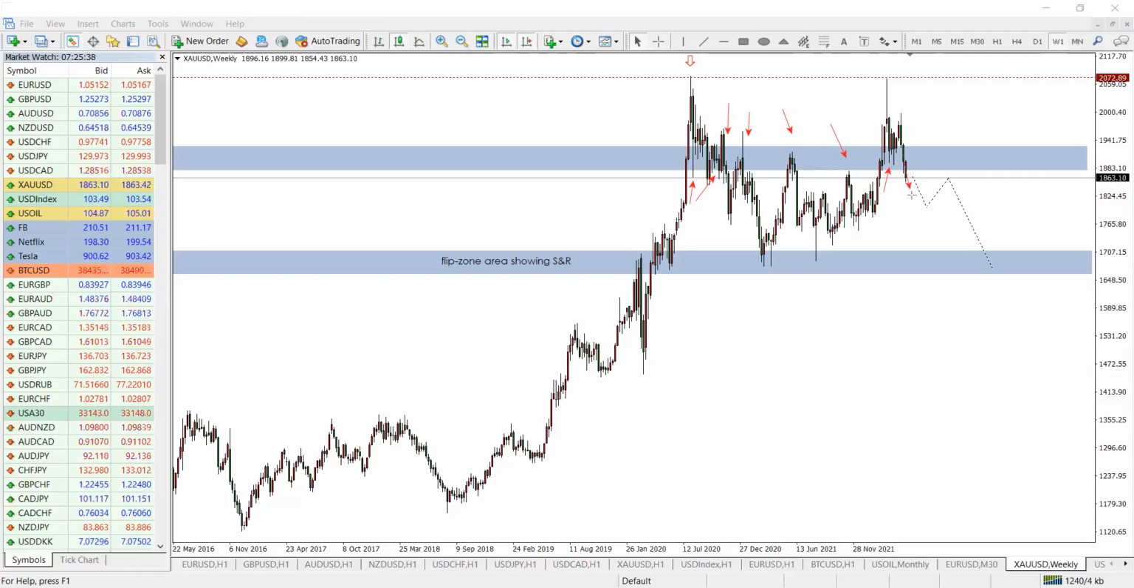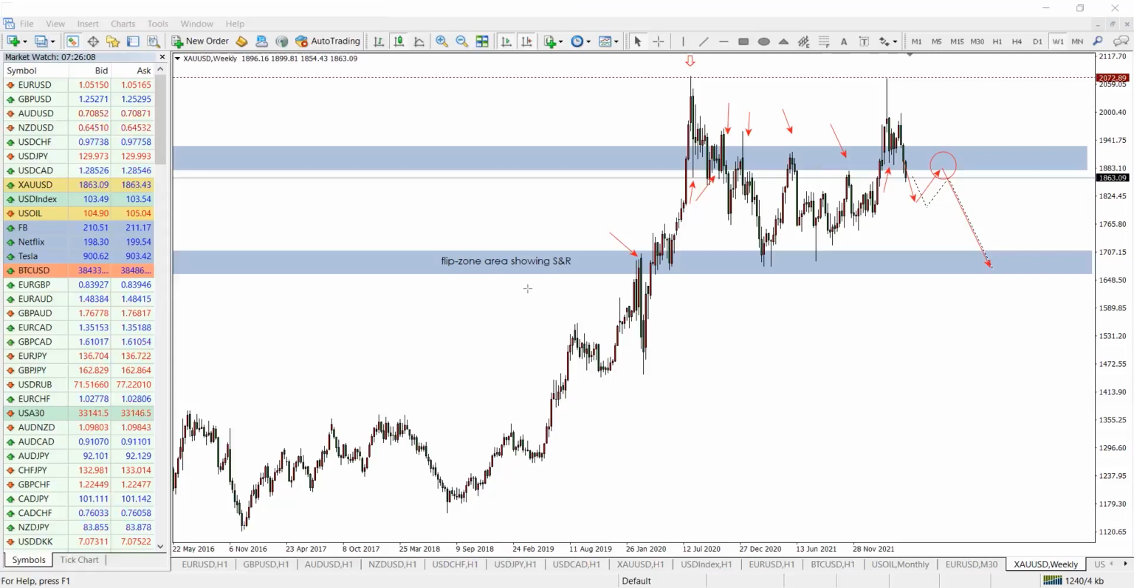As it's breaking out here, the next thing to do from this weekly time frame perspective is to wait for a pullback to that same area, which is known as a flip zone, that has acted as a support and a resistance, and then look for possible short positions, possible entry to sell around here to take the price back down. And you know, here we have another flip zone. Flip zones are always good.